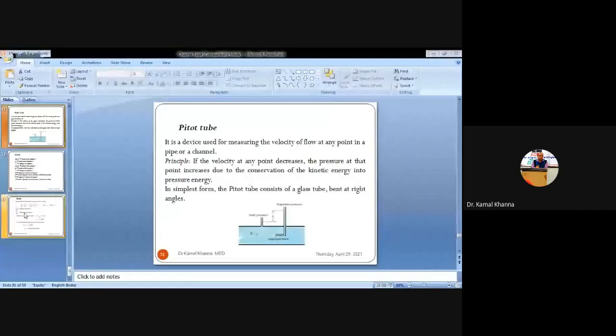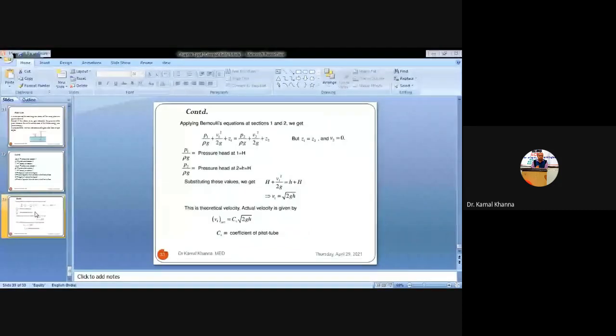So the ratio of the actual velocity to the theoretical velocity will be equal to the coefficient of the pitot tube. So V1 actual becomes equal to the coefficient of the pitot tube into the square root of 2gh. This is how we'll calculate the value of the actual velocity by using the pitot tube.